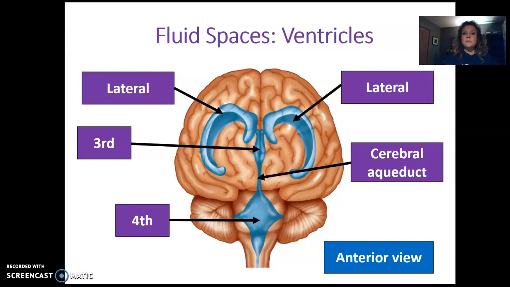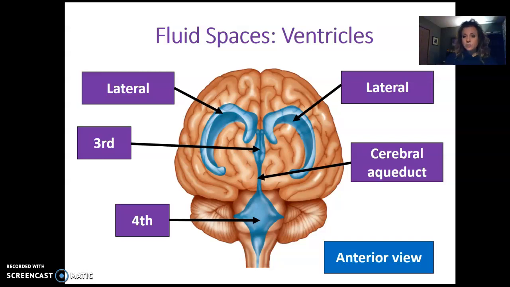So we have spaces that are filled with fluid, cerebrospinal fluid, that are found in the brain. We have two lateral ventricles, one in each cerebral hemisphere. We have the third ventricle, which is in between them, which actually surrounds the thalamus. And we also have the fourth ventricle, which is found between the brainstem and the cerebellum. The third and the fourth ventricle are connected to each other by the cerebral aqueduct.